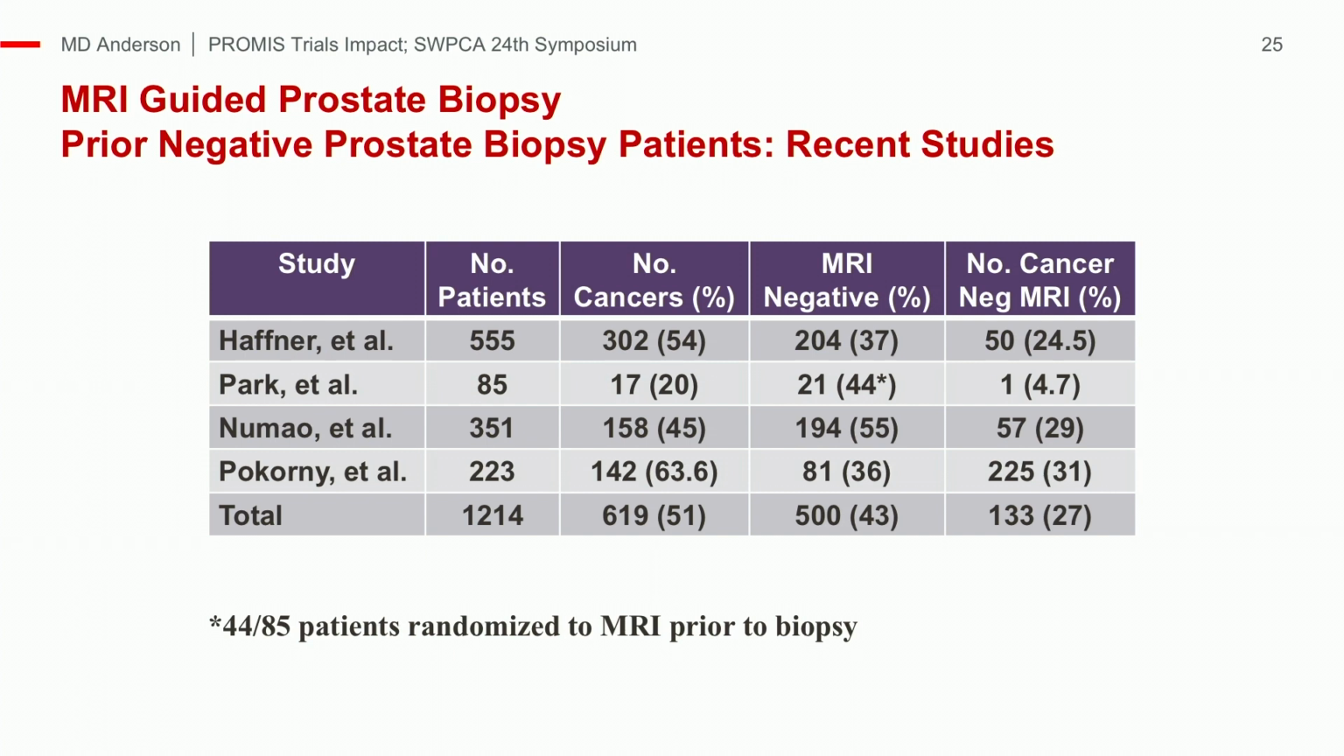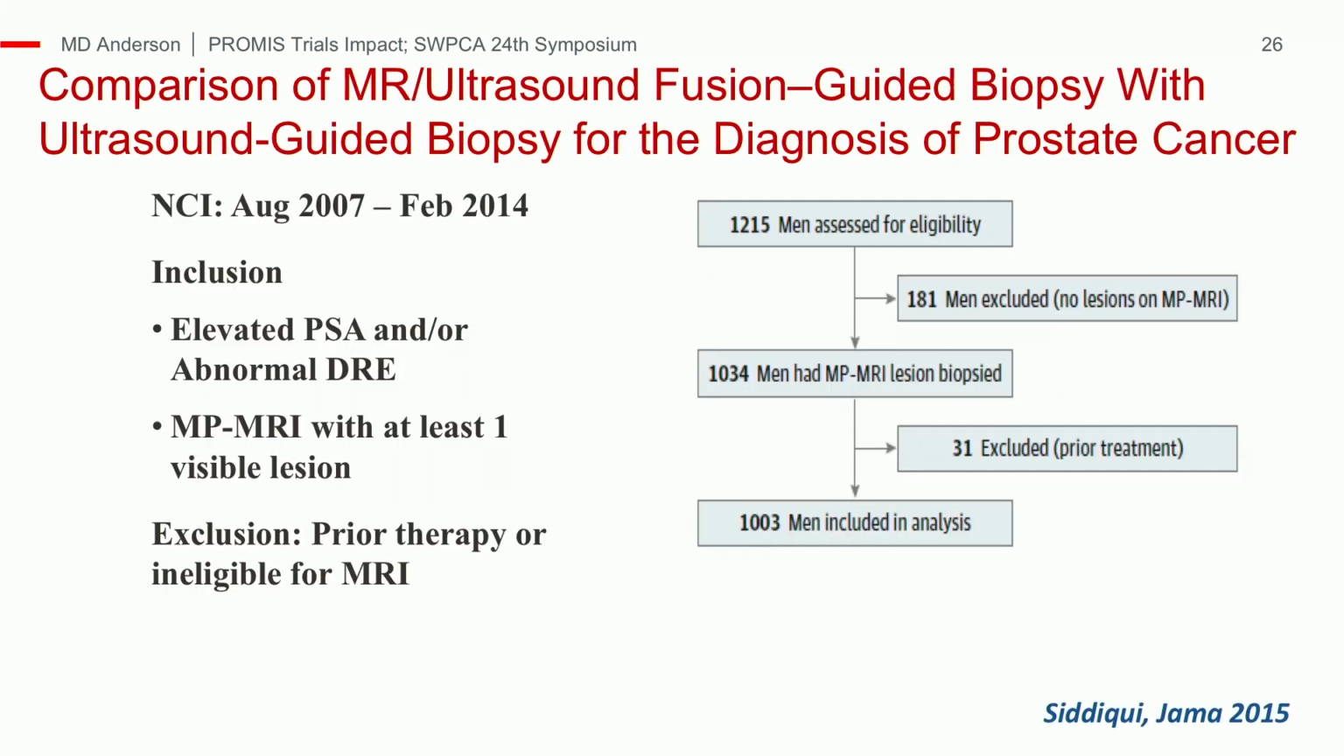But I'm going to try to focus really just on 3 trials that I think really form the foundation of where we are with MRI-guided biopsies. The first trial comes out of the NCI, and this was a trial for men, ultrasound-guided biopsy for the diagnosis of prostate cancer. Eventually, it ended up enrolling about 1,000 men.